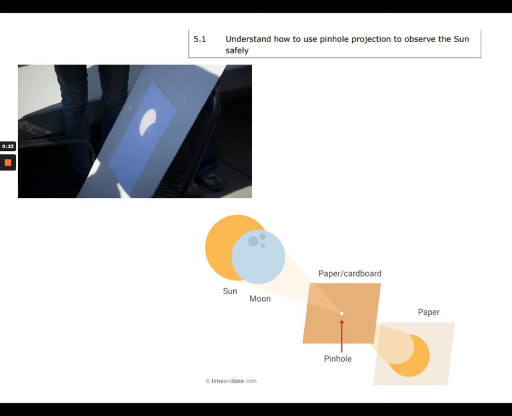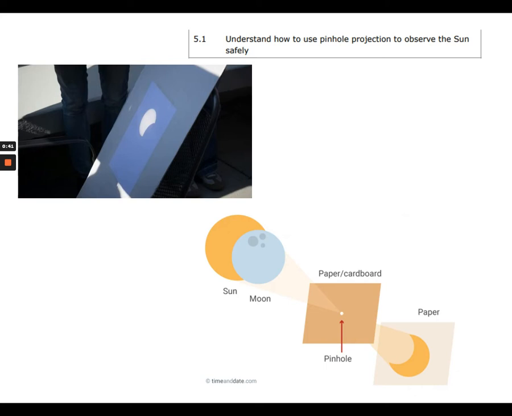Obviously the sun is very dangerous to look at directly. It would damage your eyes in no time at all, so you have to find other ways to observe the sun. There are filters that you can put on a telescope. Obviously they can be dangerous if there's one little pinhole in them and it's going to damage your eyes.